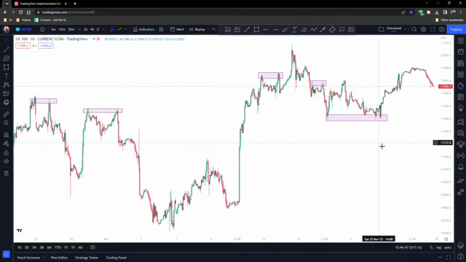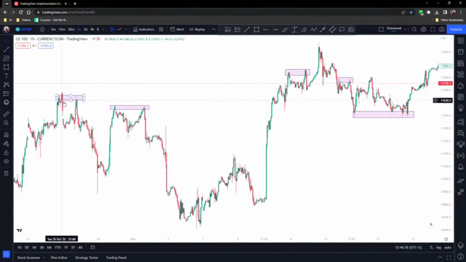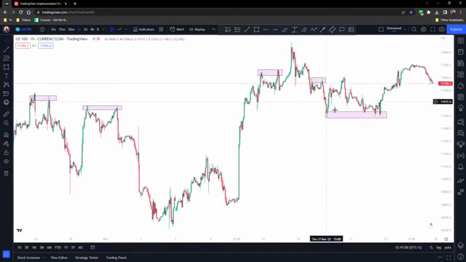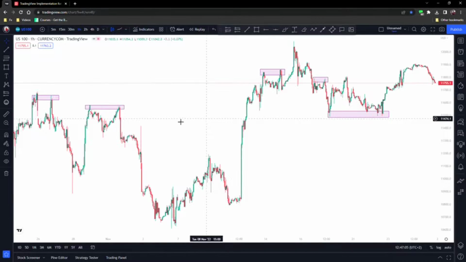What's important to understand about this strategy is that the US100 or Nasdaq always respects its highs and lows. And so you can see that when it came for a retest, it went down. When it came to retest that low, it also went up. But you cannot enter at those retests. You first have to wait for confirmation candlesticks.